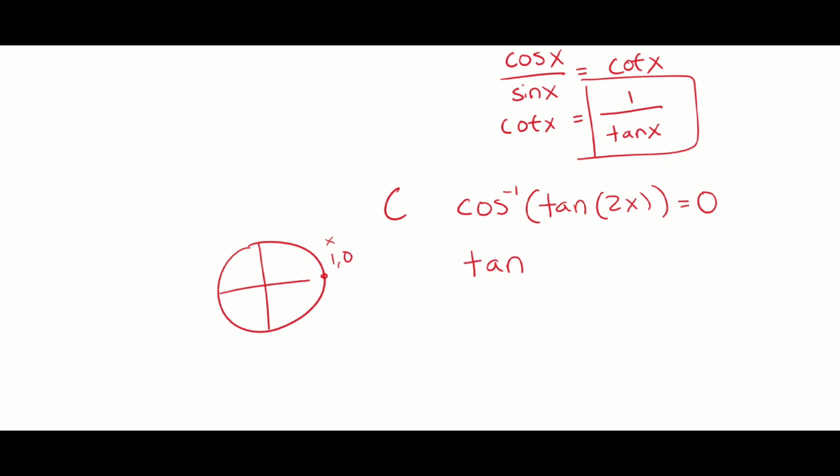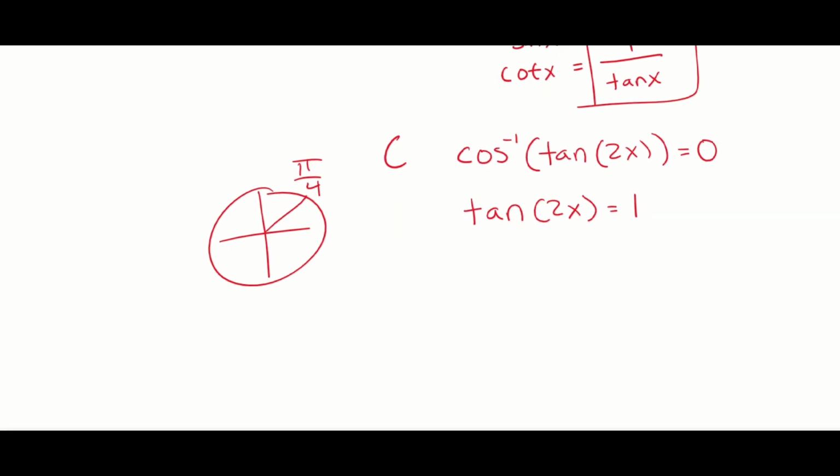So tan 2x, oh, my stylus died again, give me a second. So tan 2x is equal to 1, and that happens over here, which is pi over 4. So we just do the inverse tangent, and inverse tan of 1 is pi over 4. You're left with 2x is equal to pi over 4.